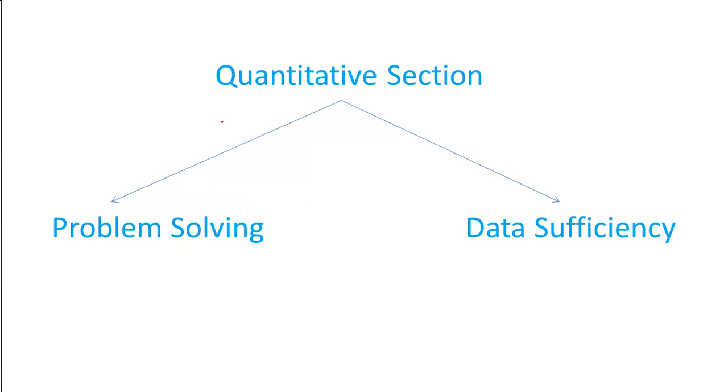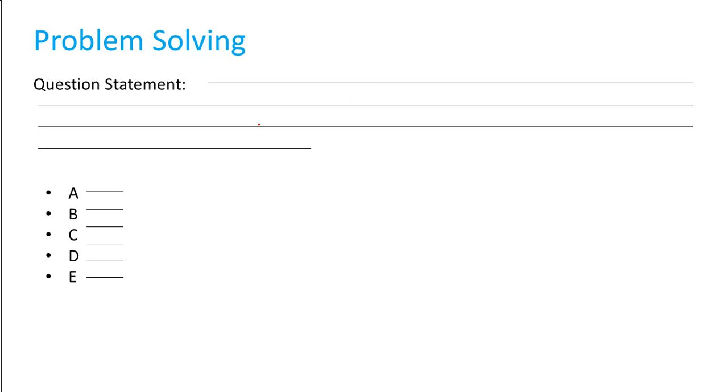Before heading in, let me introduce you to the quantitative section of GMAT. The quantitative section of GMAT consists of two types of questions. The first one is problem solving and another one is data sufficiency. Problem solving questions are standardized multiple choice questions. You are given a question statement and 5 option choices, out of which only one is correct.